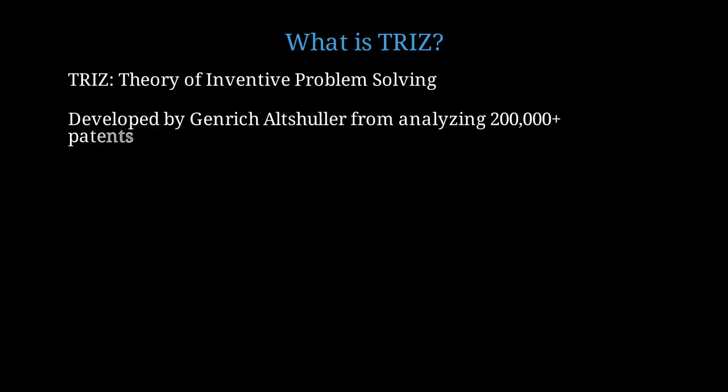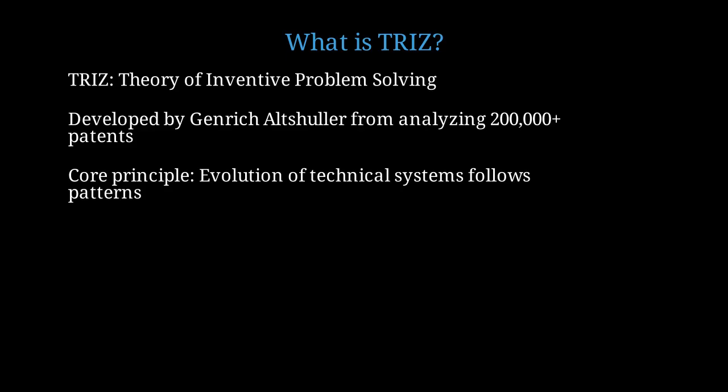Altshuller discovered that the same fundamental principles appeared again and again across different industries and time periods. This led to the formalization of 40 inventive principles. The core insight is that technical systems evolve according to predictable patterns. Innovation is not random. It follows laws that can be understood and applied.